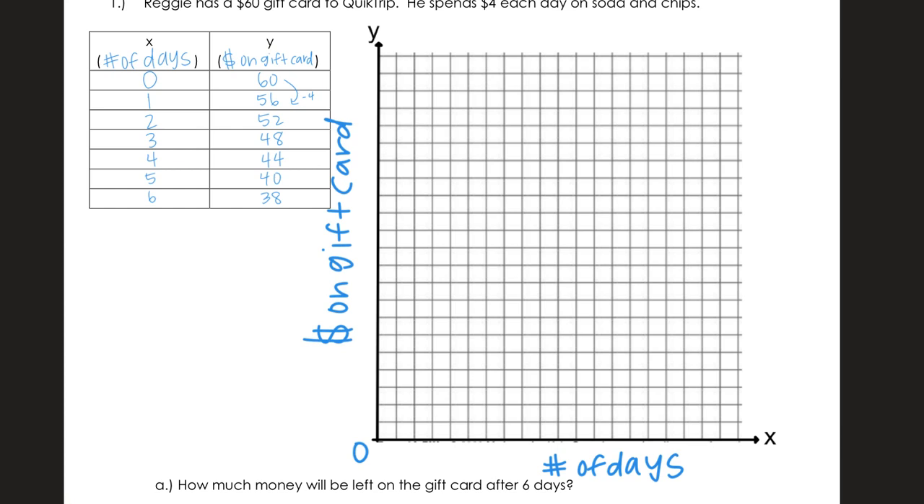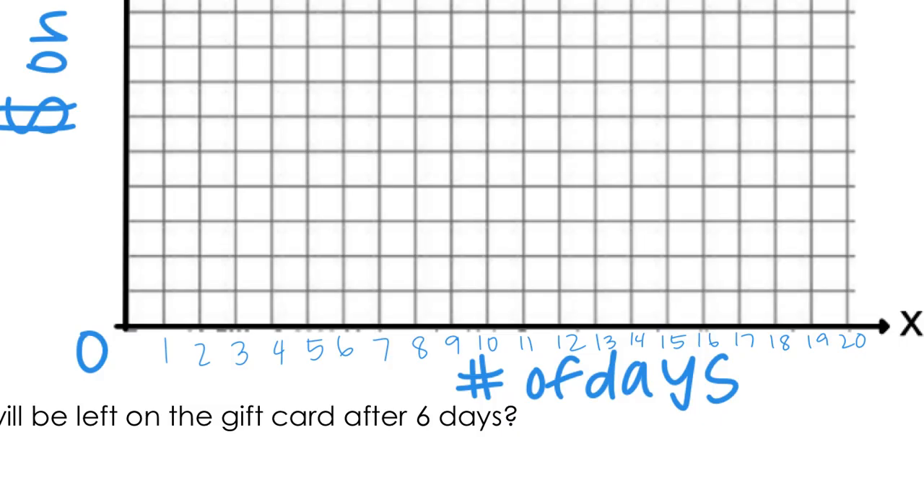And then we need to count or label our numbers as well. So on our X-axis, we are doing number of days, and that's going by 1. So I'm going to label the whole X-axis counting by 1. So do that right now. Okay, so I counted by 1, starting at 0 all the way, and it stopped at 20 for me on that X-axis. So if you need to pause and do that on your paper, do that right now.